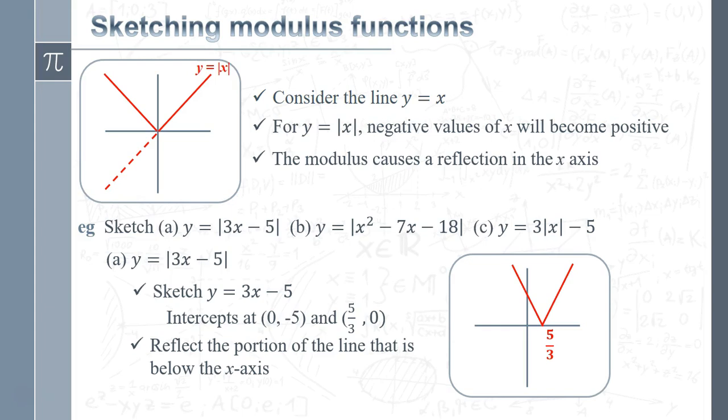Obviously the one piece of information that's missing on there is the y-intercept. It was originally at minus 5, it's been reflected upwards, so that's now at 5, and there we go, there's the complete sketch.